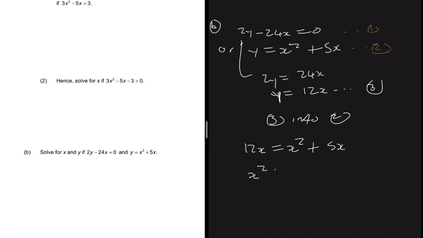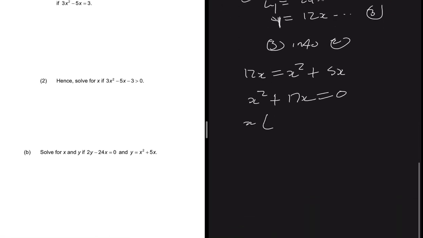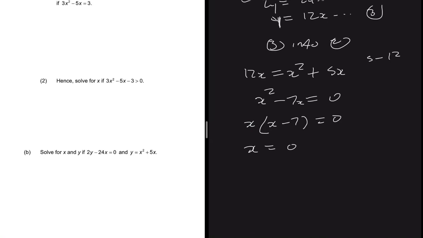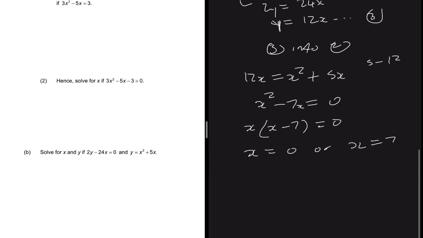And then if I write it in the standard format, I get x squared, and then I'm taking 12 to the other side, that will be plus 17x equals 0, right? So x is a common factor. Actually, I just realized that I made a mistake there. So this is actually going to be x squared, and then we have 5 minus 12. So that is going to be minus 7x equals 0, right? Then I can take x as a common factor, so it will be x, and then we have x minus 7 equals 0. So x equals 0 or x equals 7.